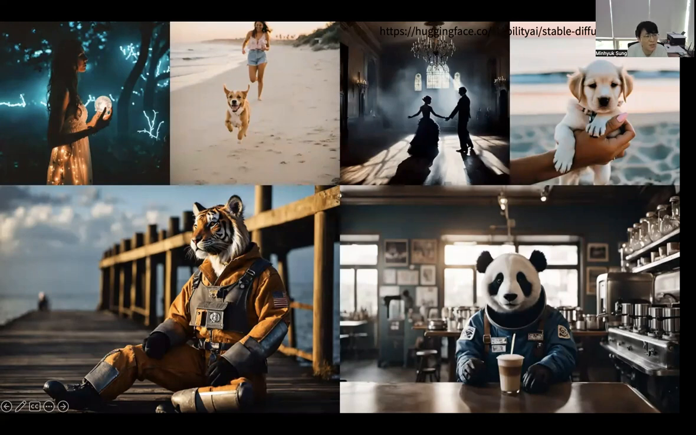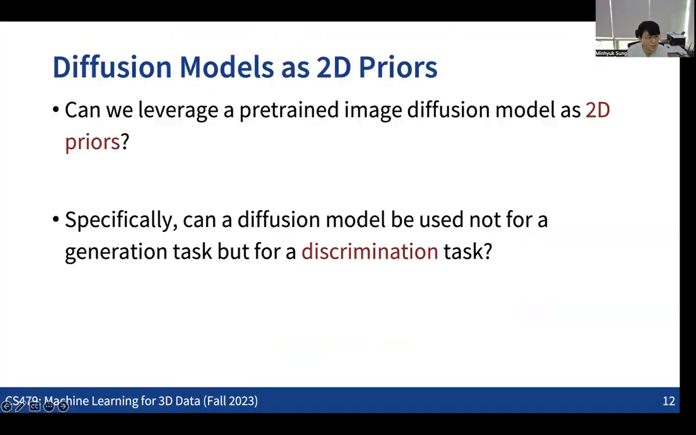So by using these 2D generative models, which generate high quality images, can you also generate, not reconstruct, but generate 3D? Can you do 3D generation using the 2D priors that are learned from these 2D image generative models? This is the question that we are going to discuss from this week.